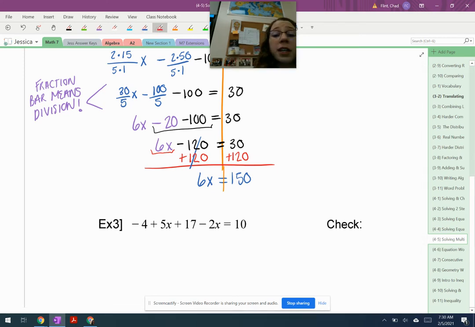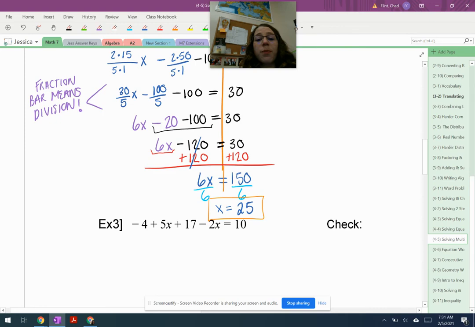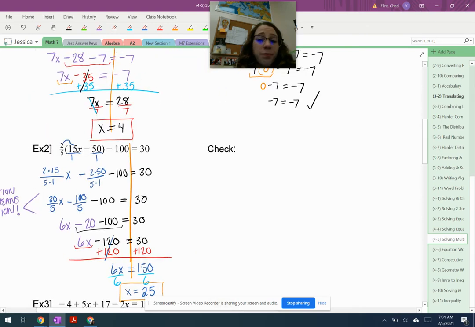Last step, isolate the variable. Get rid of that 6 that's being multiplied by x by dividing both sides by 6, ending us with an answer of 150 divided by 6 is 25. So x equals 25. Boom. And now our check.